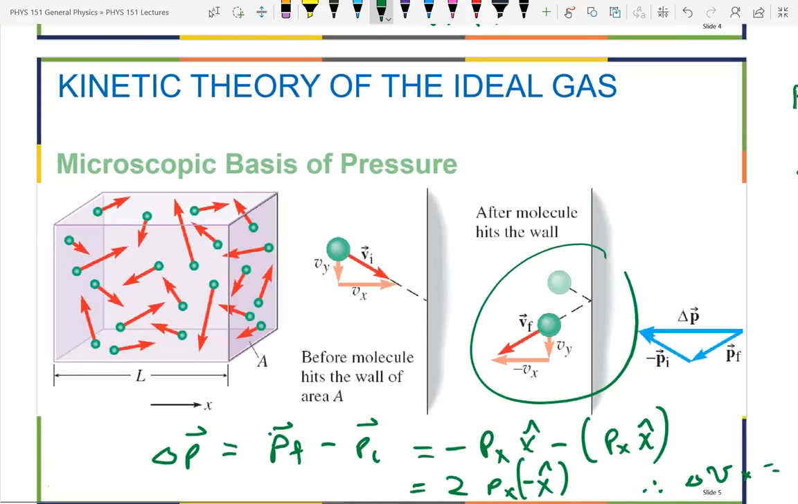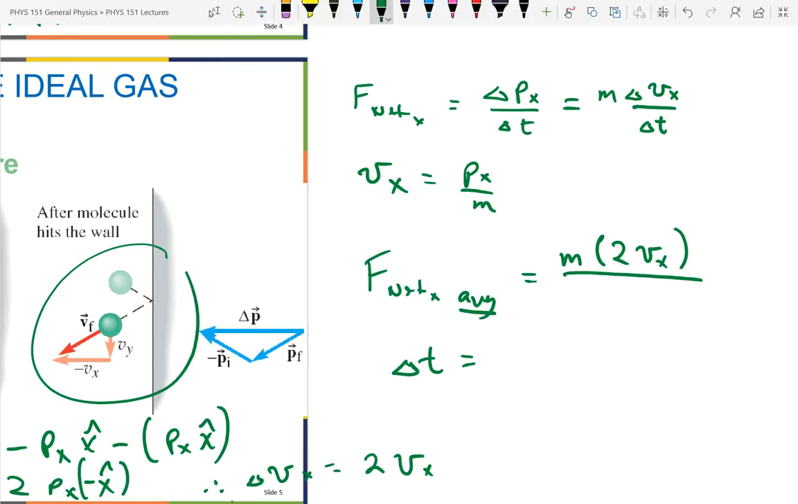Come back to looking at the box. The box has a length L. How far does the particle have to travel in the x direction to go from one side of the box to the other and back? 2L. I asked this question to make sure people were following along. So my distance is 2L.